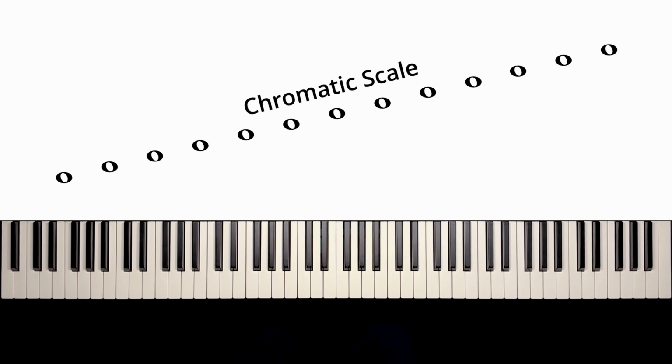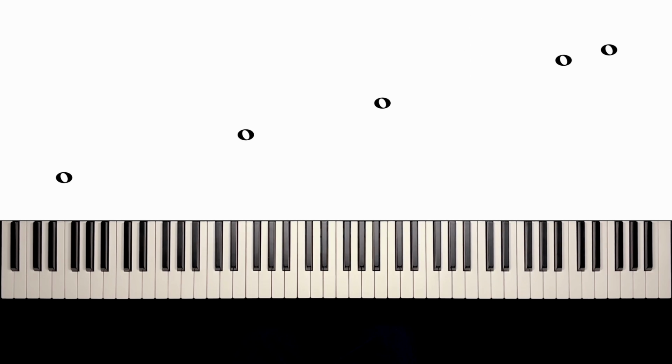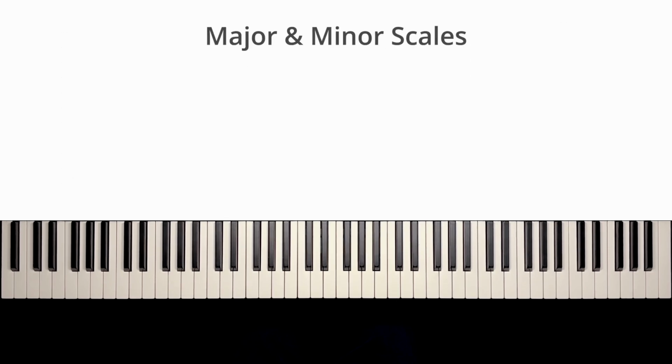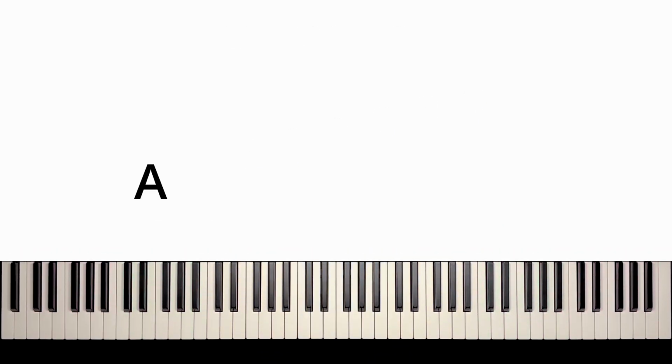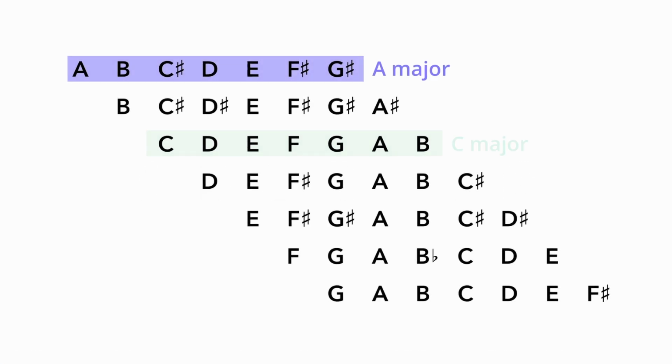That's called a chromatic scale. But usually we use scales with a smaller amount of notes. The two most important scales we use in Western music, the major and minor scale, are so-called diatonic scales, which consist of 7 notes. This is why the piano has 7 white keys in each octave. And it's also why our musical alphabet has 7 letters. Each letter appears exactly once in any major or minor scale.